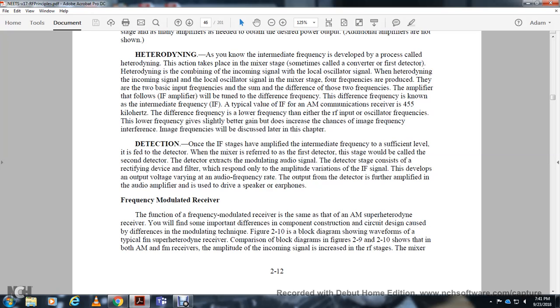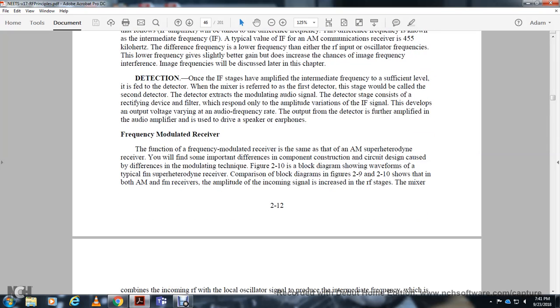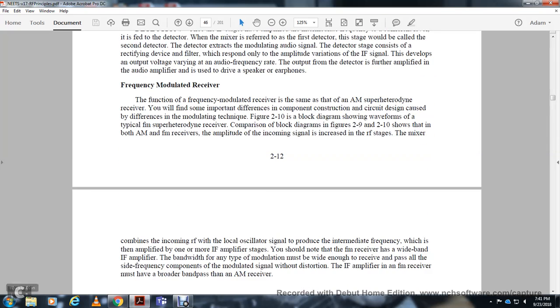In the comparison of the block diagram, figure 2-10 shows both AM and FM receivers. The incoming radio frequency stage and the mixer combine the incoming radio frequency with the local oscillator signal to produce the intermediate frequency, which is amplified by one or more intermediate frequency amplifier stages. You should know that the FM receiver uses a wideband intermediate frequency. The amplifier bandwidth and the type of modulation must be wide enough to receive and pass the highest frequency components of the modulating signal without distortion.